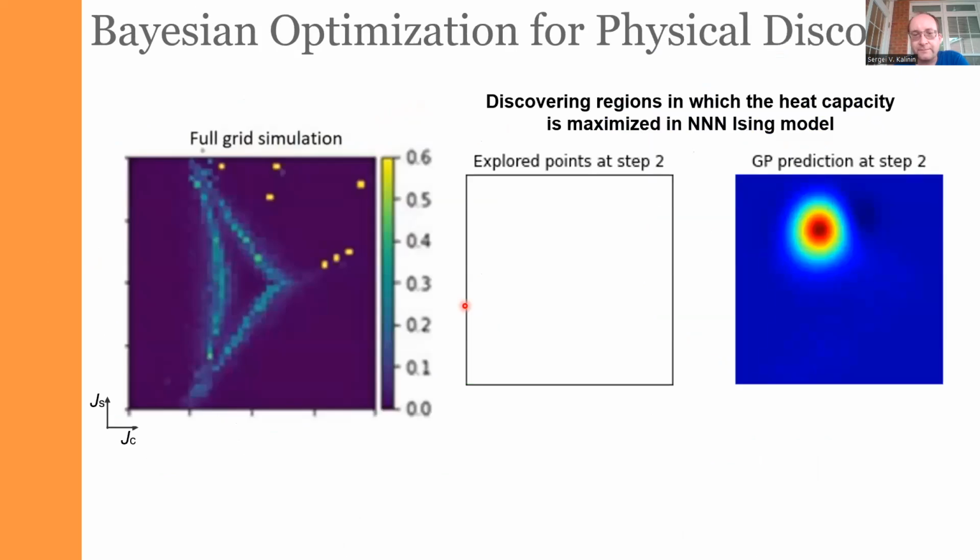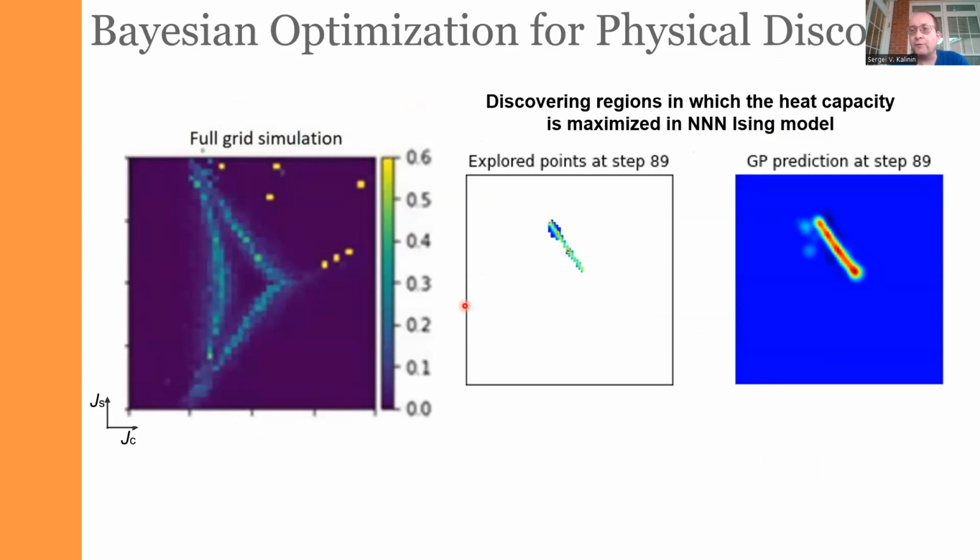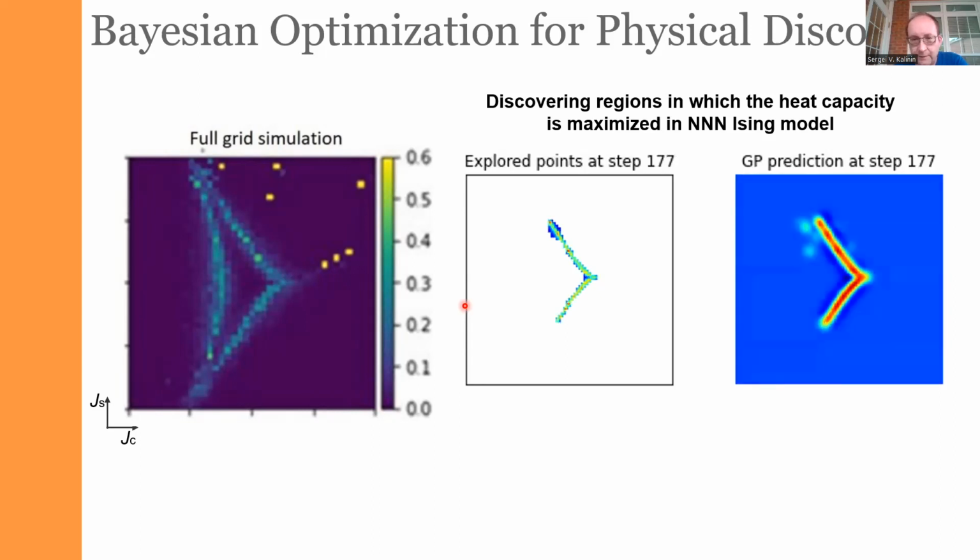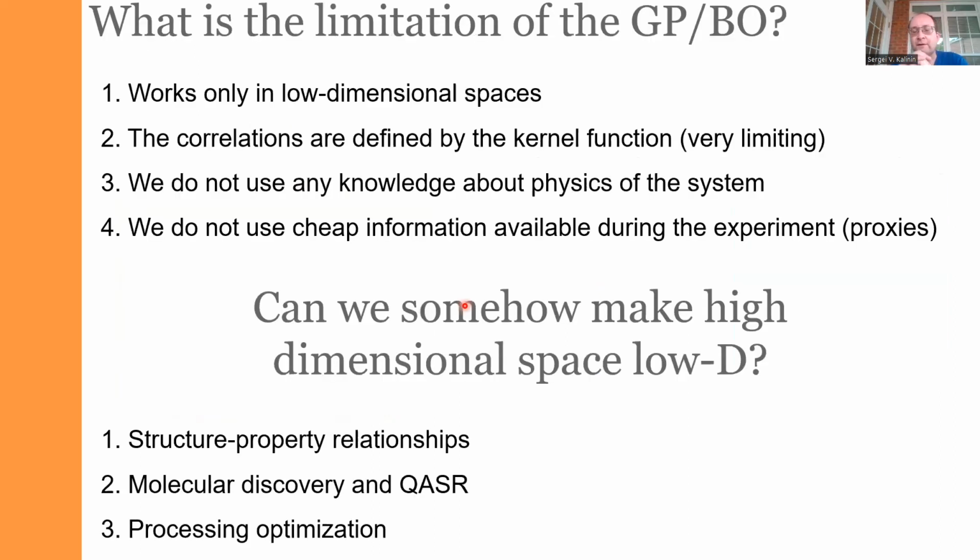So by now, it should be relatively simple, and I'm sure that you played with the notebooks that allow you to reconstruct these individual steps. And that's how Bayesian optimization works in relatively simple problems. Now, what are the problems?